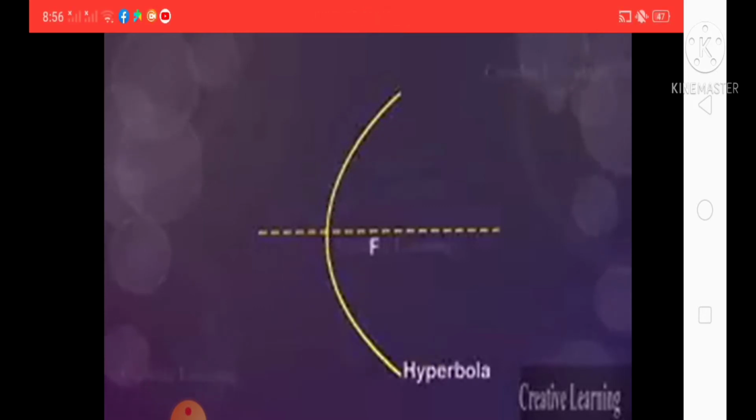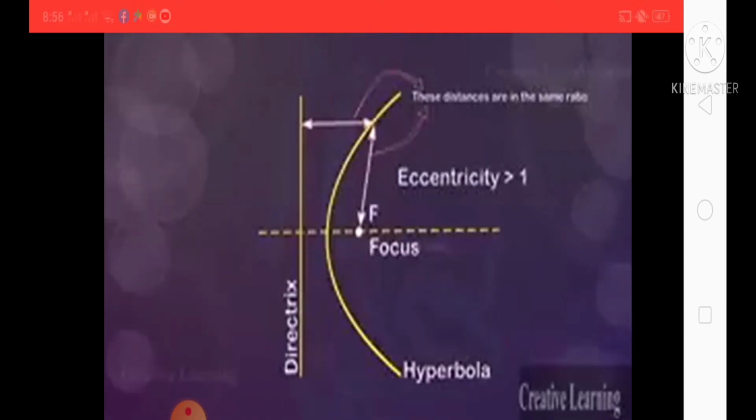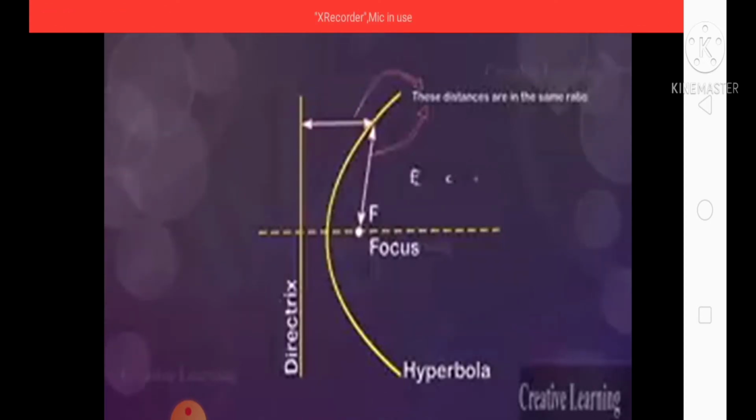A hyperbola is the locus of a point which moves so that its distance from a fixed point called the focus bears a constant ratio which is greater than unity to its distance from a fixed line called the directrix. The focus is denoted by F and the constant ratio is called the eccentricity and is denoted by e. For a hyperbola, eccentricity is greater than 1.